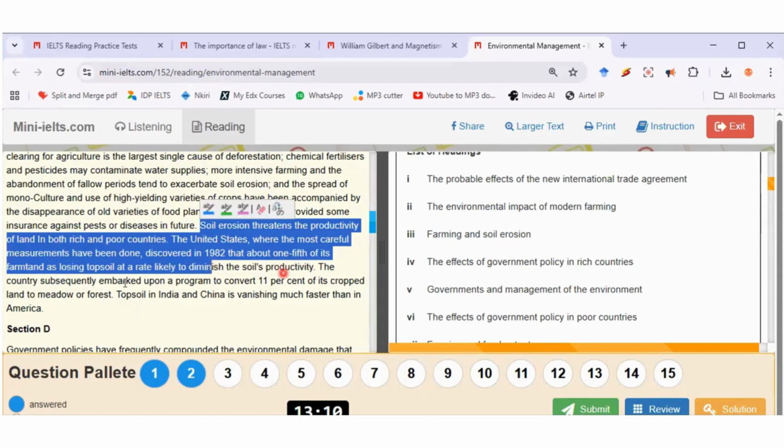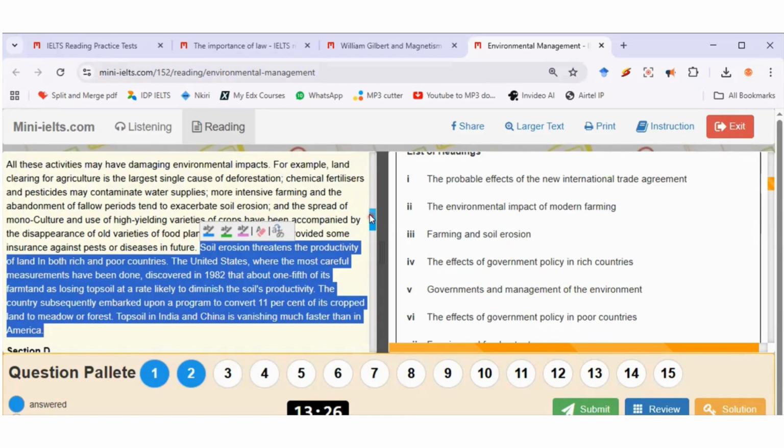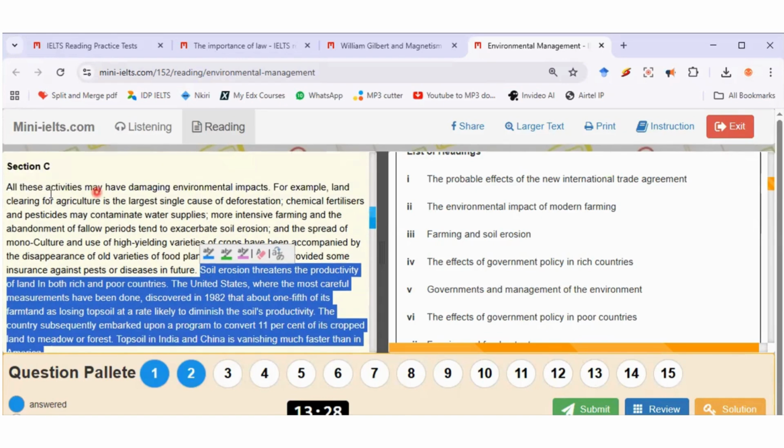Let's go on. The country subsequently embarked upon a program to convert 11% of its cropped land to a meadow or forest. Topsoil, can you see topsoil again? In India and China is vanishing faster than in America. So all the way to the end, we are seeing what? Soil erosion. From the beginning all the way to this middle, what did we see there? The impact of farming on the environment.